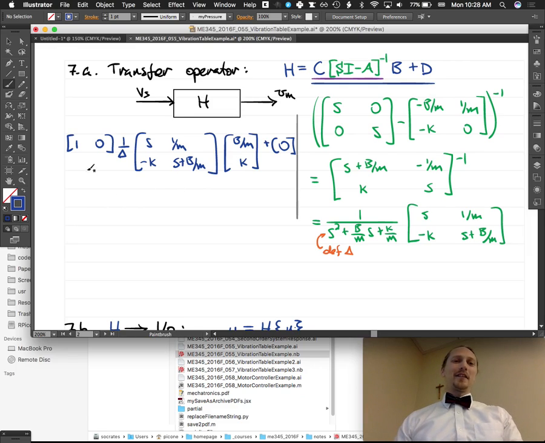We could do it either direction, but 1 over delta comes out front. We're going to have, this is a 1 by 2 times a 2 by 2, so what are we going to end up with?